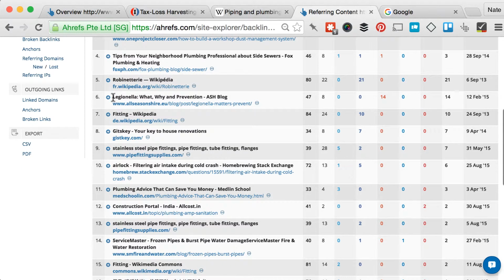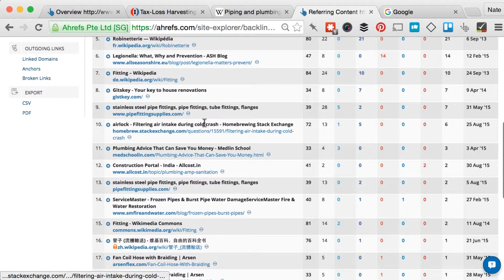Here's another one, Legionella. This is what, why, and prevention. This is the type of topic that you wouldn't think is important in the plumbing space, but it's directly related to plumbing, ventilation, and drainage. And so, again, if you factor that into your content strategy, writing content for the people that can link to it, this is the type of links that you could get that your competitors will probably not be able to replicate.